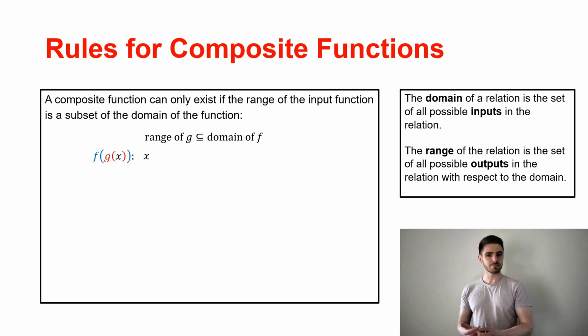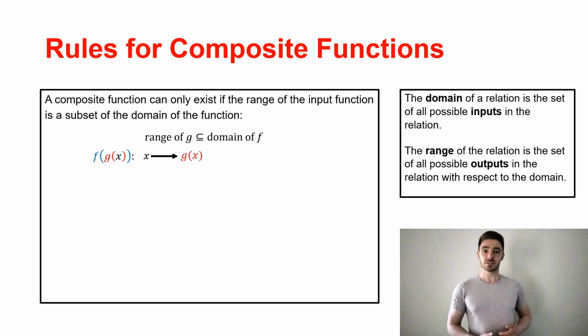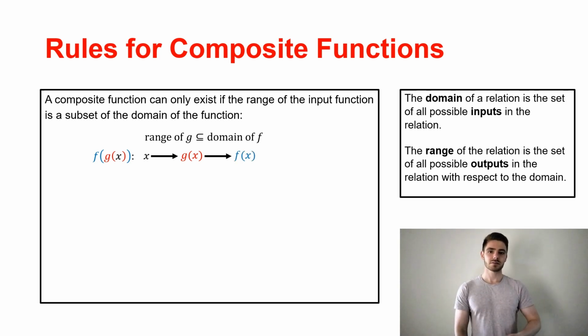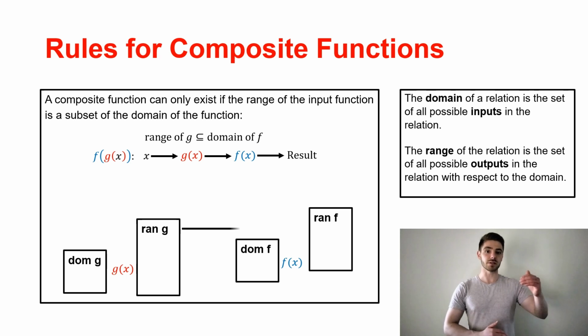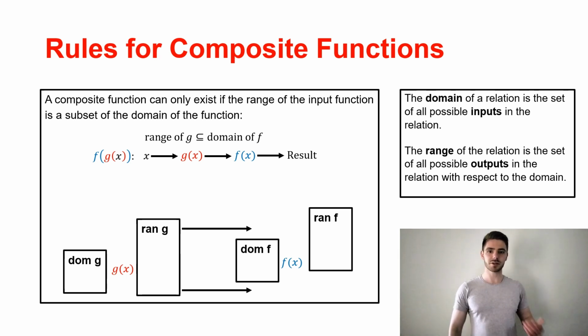You start with your input variable x, and you feed that into g of x. g of x is its own unique function, which produces some output. That output is then fed into f of x. And finally, the output of f of x is your final result. Here's the catch. f of x and g of x have their own unique domains and ranges. If the range of g of x is too big or too small to fit in the domain of f of x, then the function will be undefined because it is outside of the domain.